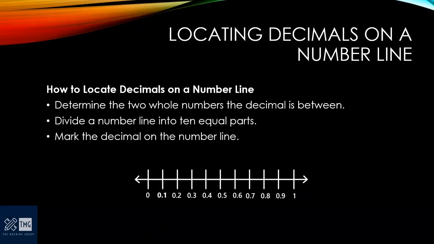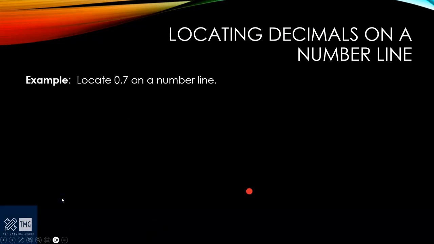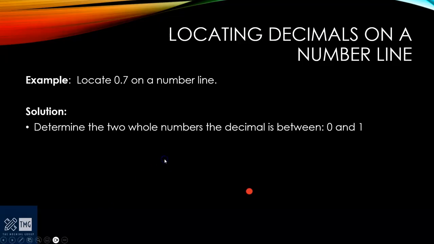So let's go ahead and locate 0.7 on a number line. First, what are the two whole numbers that 0.7 lies between? Well, if you look at 0.7, the whole number in front of it is a 0. So the low end is going to be 0. The high end is one more than that. So it's going to be between 0 and 1.